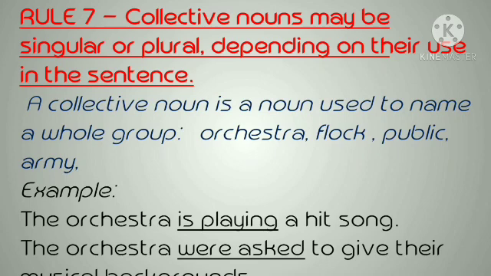So in the first example, orchestra is playing, orchestra acts as one. They play music as one, as a single unit. On the other hand, the orchestra here are treated as many individual people because they need to give their physical background one by one. So therefore, in the first example, we are going to use is. And in the second example, we are going to use were.